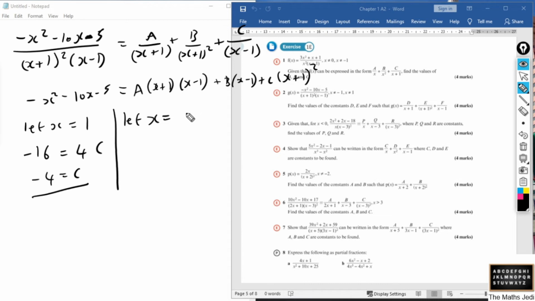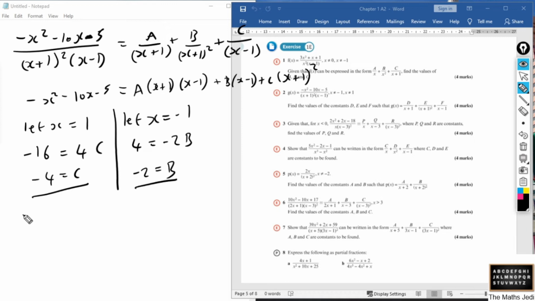And then x equals minus 1 will get rid of a and c and leave me with b. So let's do that. I'm going to have minus 1 here, plus 10, so that's 9, and then 9 minus 5 is 4. And then this will be gone. This is going to be minus 2b. So that means that b is minus 2.